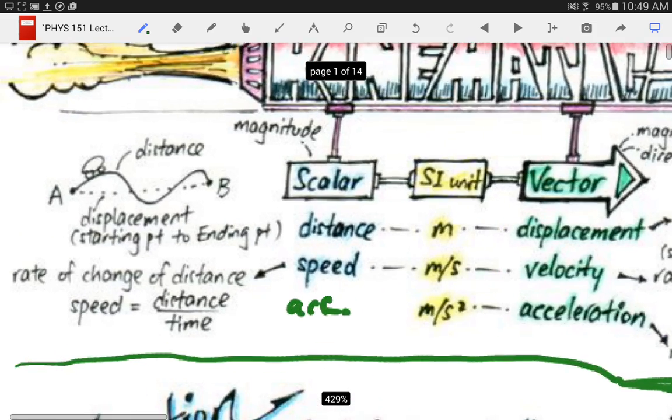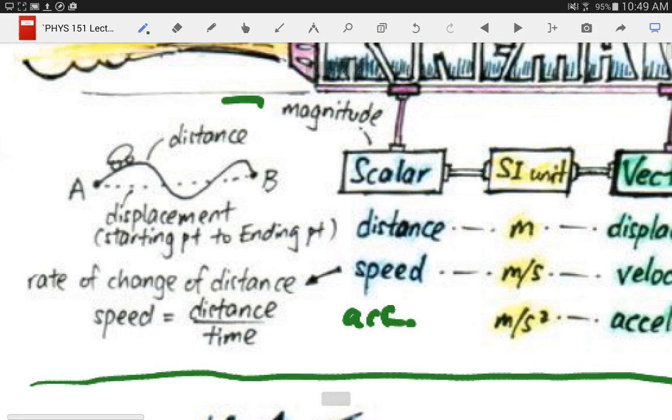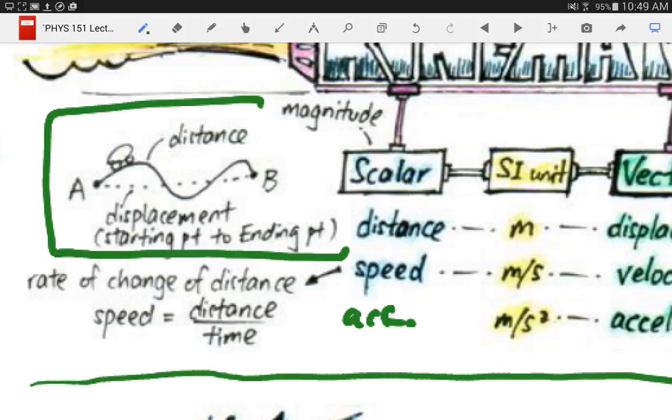Over here, actually, this picture illustrates in a nice clean way the difference between the distance and the displacement. Now, distance is a scalar. There's no direction to it. Displacement is a vector. Vector means it has direction, and it points from the starting point to the ending point.